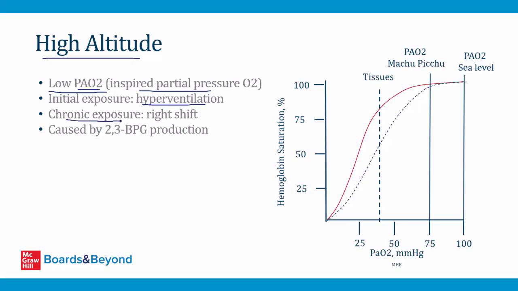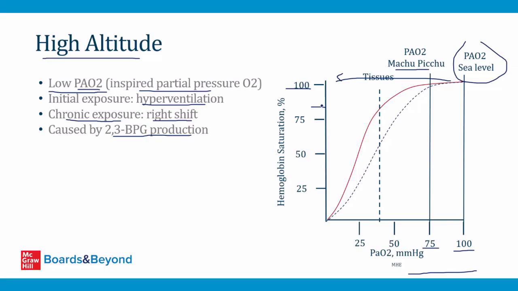But with chronic exposure to high altitude, the hemoglobin-oxygen dissociation curve will shift to the right. And the reason it does this is because of production of 2,3-BPG inside of red cells. So if you look at this graph I've drawn on the screen here, at sea level, the PiO2 is about 100. That leads to a PaO2 in our arteries of about 100, which fully saturates hemoglobin. But if you climb to the top of Machu Picchu, which has a very high altitude, the PaO2 can be as low as 75 or even lower. This can lead to a situation where the hemoglobin leaving your lungs is not 100% saturated, but is at some lower percent saturation. And that means less oxygen is going to be delivered to tissues.